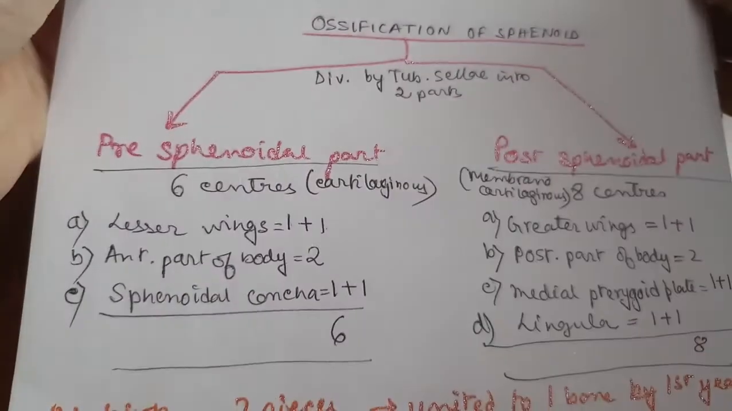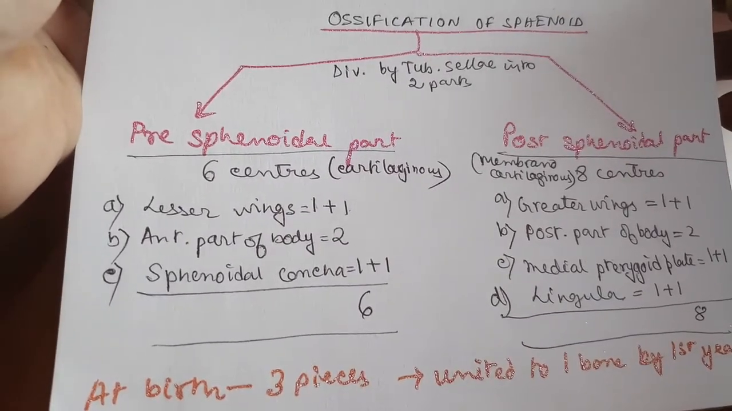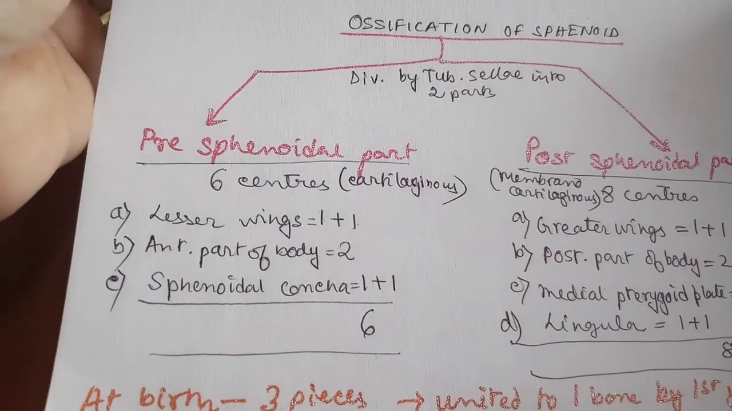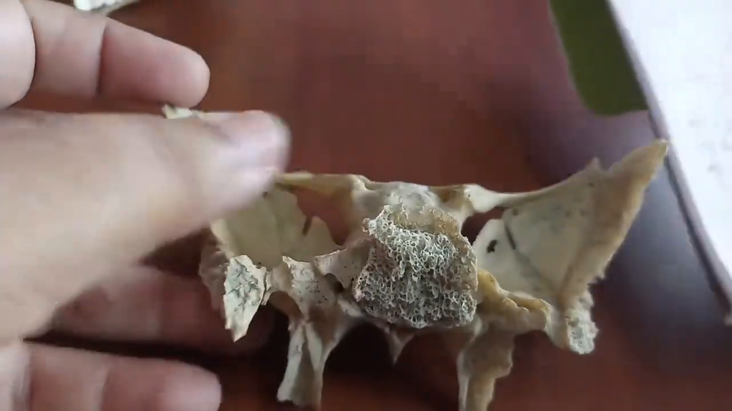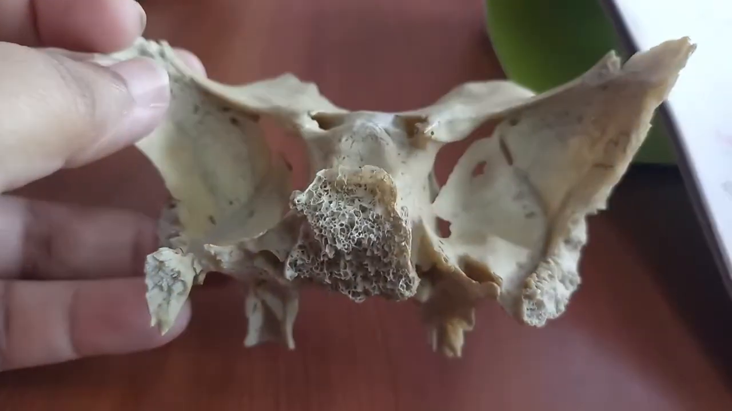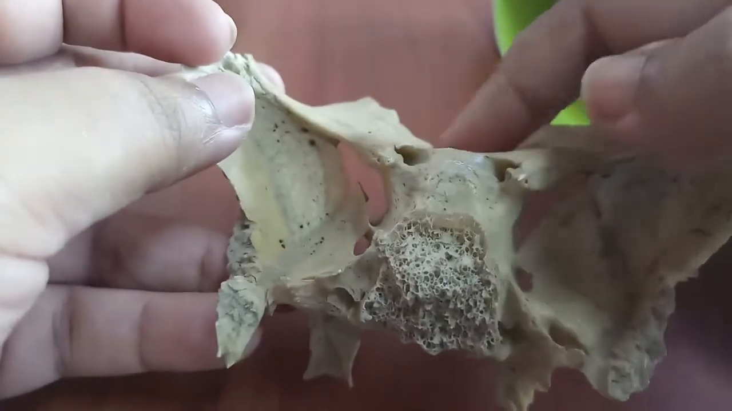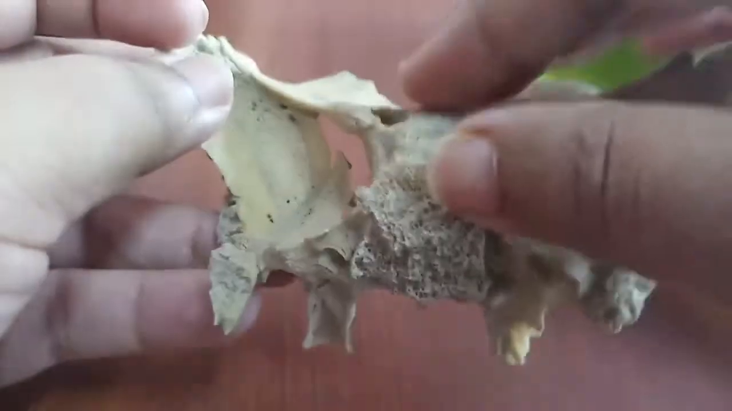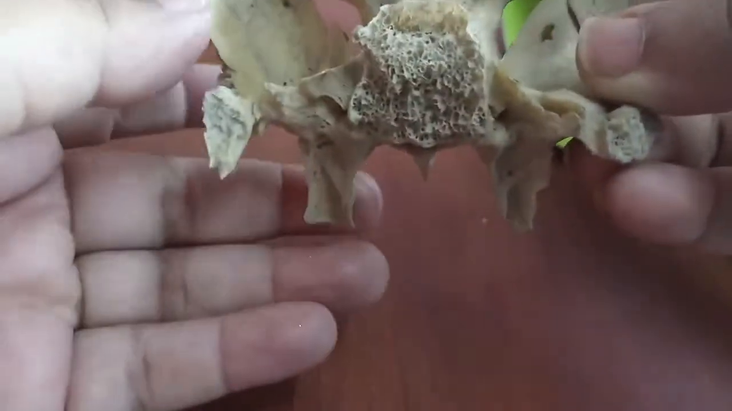Now we have divided the ossification of the sphenoid into two zones. One is the pre-sphenoidal part and the other is the post-sphenoidal part, and that division is made by the tuberculum sellae itself. At birth, the sphenoid is not a single piece of bone, it has three pieces. This is the area of the lesser wing and the body. We are finding that this is the body and this is the lesser wing, and these are the greater wing and the pterygoid process.